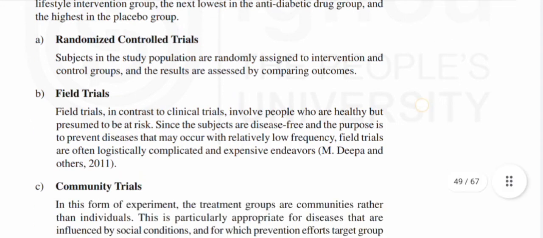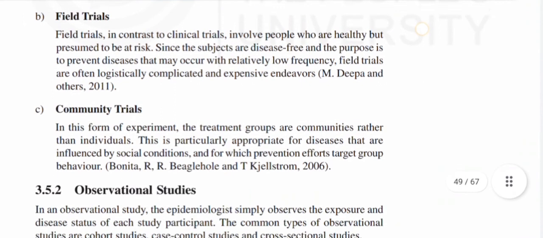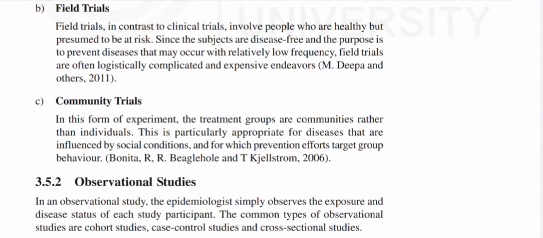M. Deepa and others, 2011. Community trials. In this form of experiment, the treatment groups are communities rather than individuals. This is particularly appropriate for diseases that are influenced by social conditions and for which prevention efforts target group behavior.